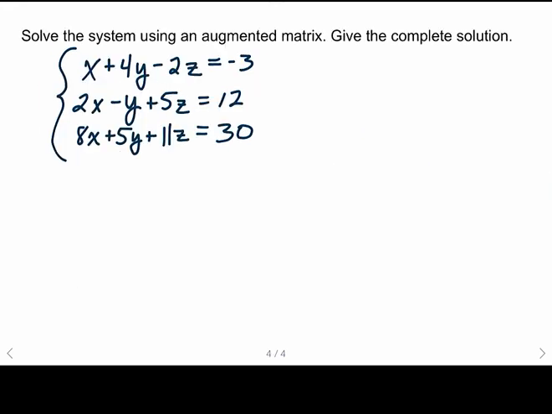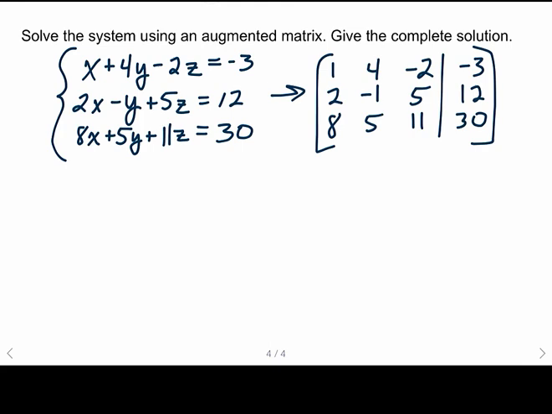Do what I said. Last example for this session here. Solve the system. Give the complete solution. Our system is x plus 4y minus 2z equals negative 3, 2x minus y plus 5z equals 12, and 8x plus 5y plus 11z is equal to 30. I want you to pause the video and write down the augmented matrix. 1, 4, negative 2, negative 3, 2, negative 1, 5, 12, 8, 5, 11, 30.